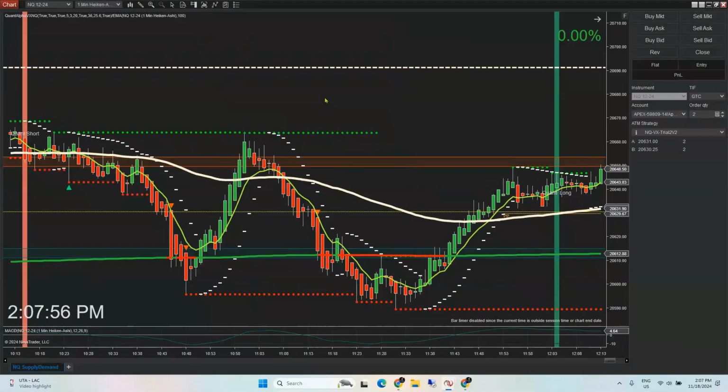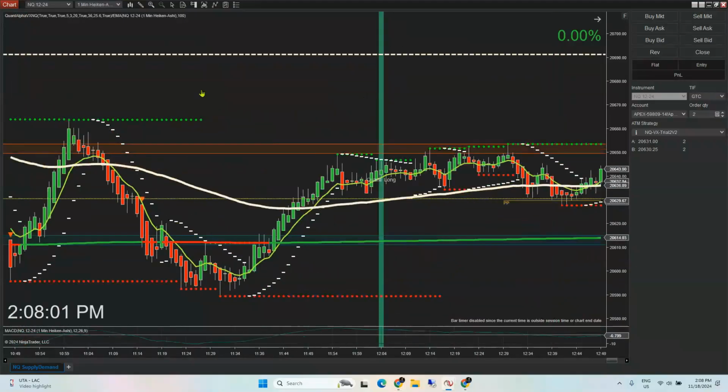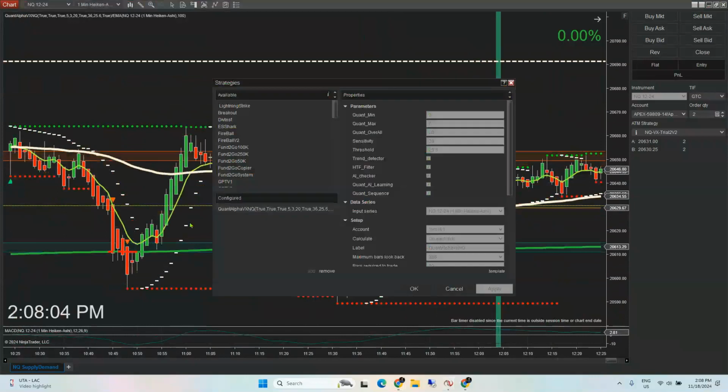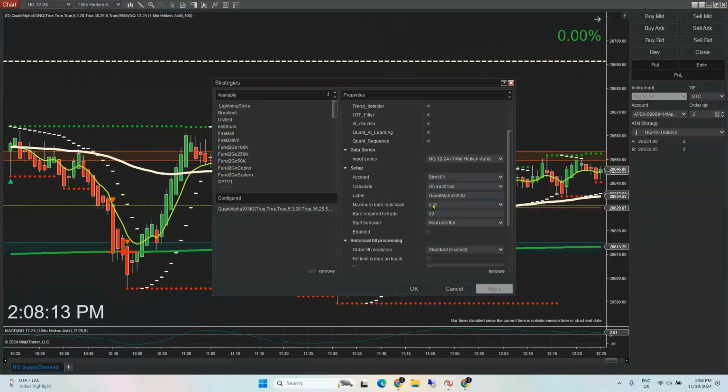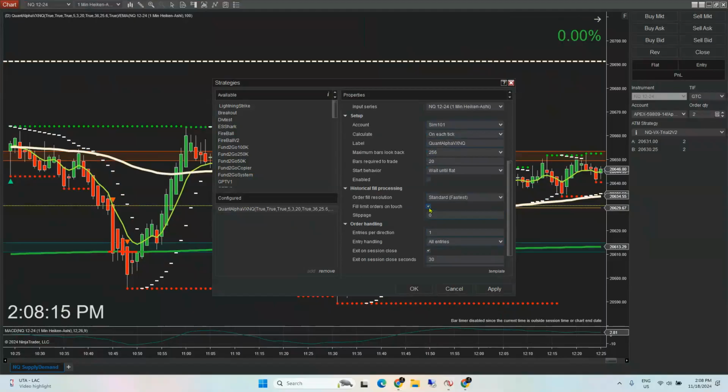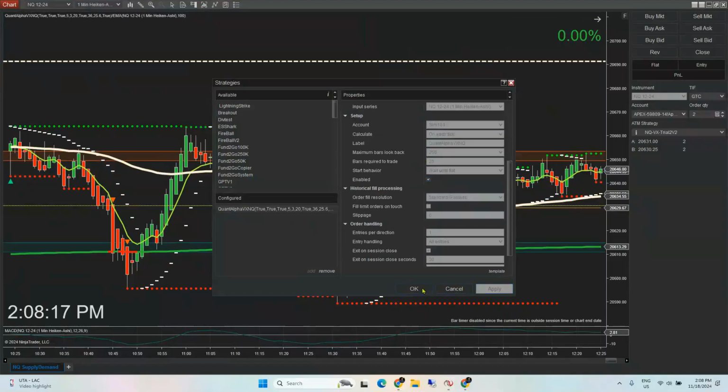Same thing, just download it and then go to Tools, Import, and then you import it, and then you add it to the screen. It's a chart like this. You're going to go to Strategies, and then you're going to see it here, Quant Alpha VX NQ, right? Once you add it, just don't change anything, and just enable it, right?